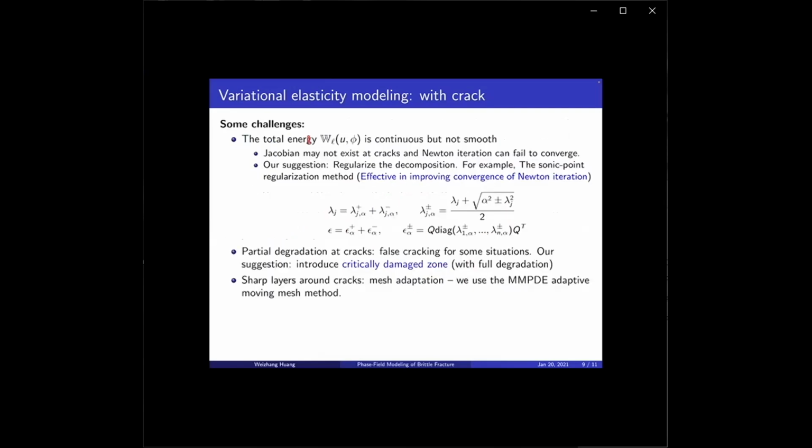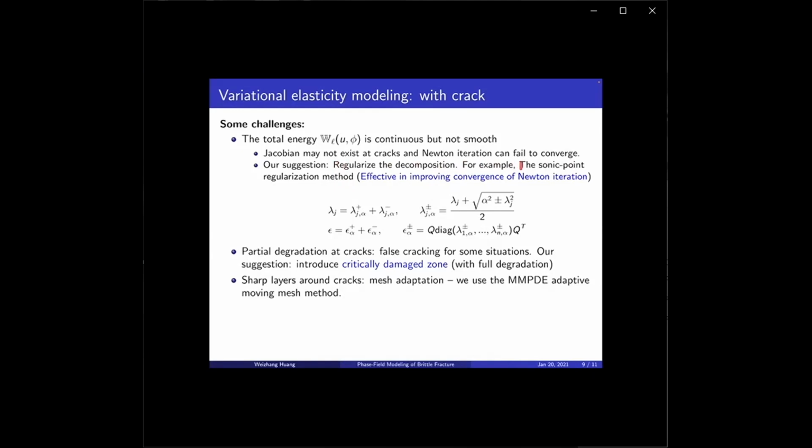So for the numerical solution of this problem, the main challenge is that the total energy is actually continuous, but unfortunately it's not smooth. As a result, the Jacobian matrix may not exist at cracks, and the Newton iteration can fail to converge. So we propose to use a regularization method.